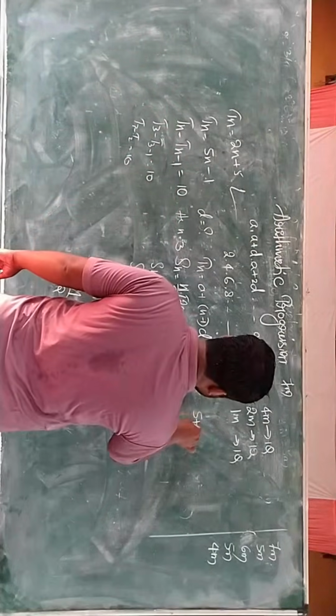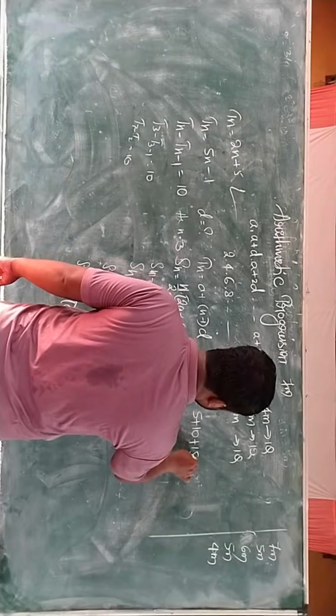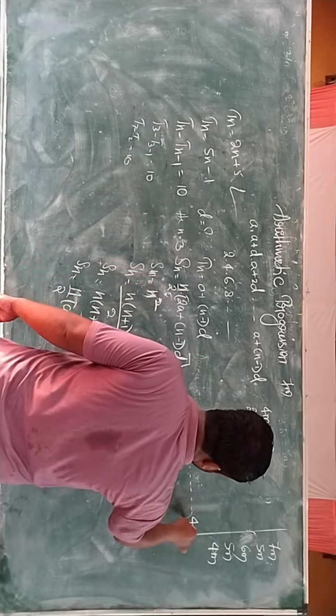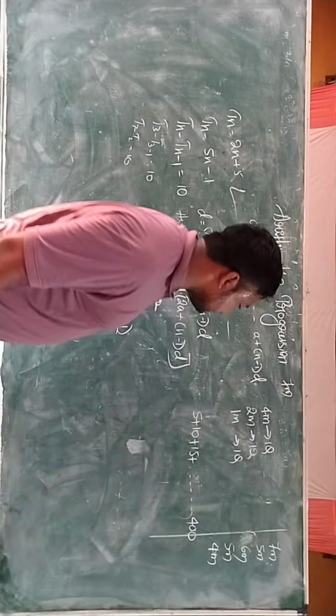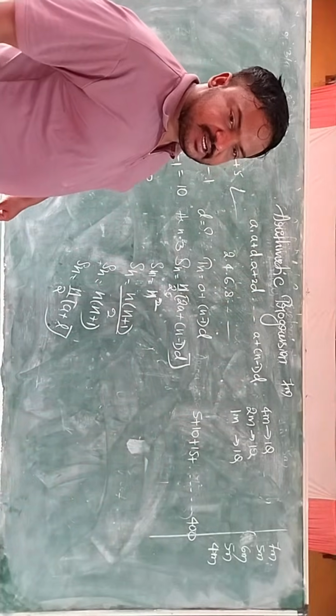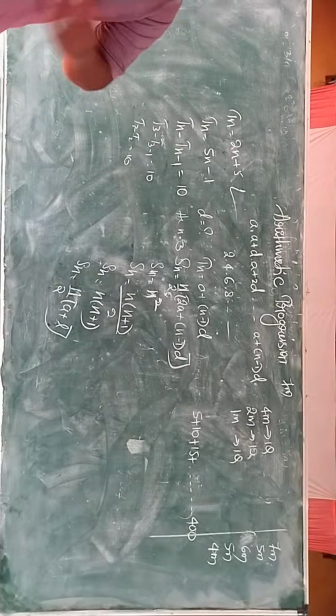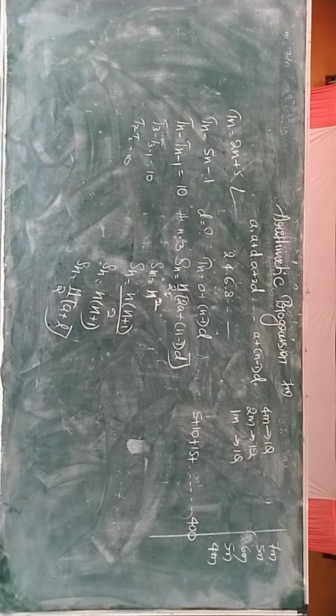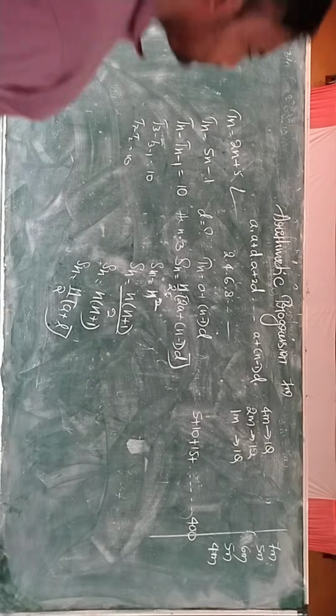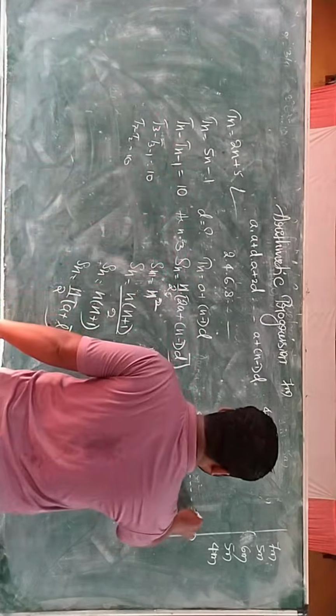5 plus 10 plus 15 plus so on, up to 400. Find the number of terms in the AP. 5 plus 10 plus 15 plus so on, plus 400. Find the number of terms in the AP.